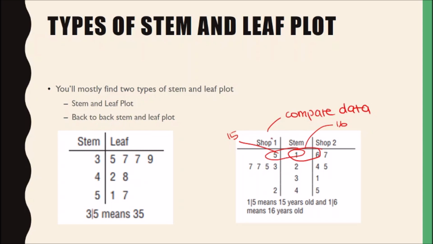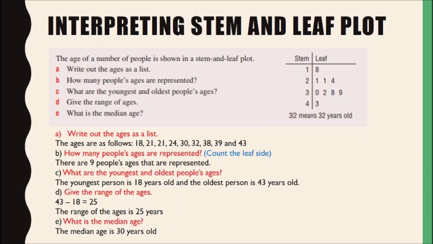Now, you might be wondering why they're not called leaves. It just depends on the scenario. If you're drawing a back-to-back stem and leaf plot, or you've got two data sets, you can call your leaves something else. Remember you have to include a key. We're just going to quickly interpret a stem and leaf plot together. I've got this question from your textbook: the age of a number of people is shown in a stem and leaf plot.